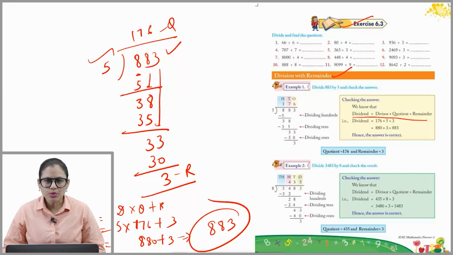In example 2, you have to divide this number by 8 and also check the result. So you will divide in this way only, like we did in example 1.